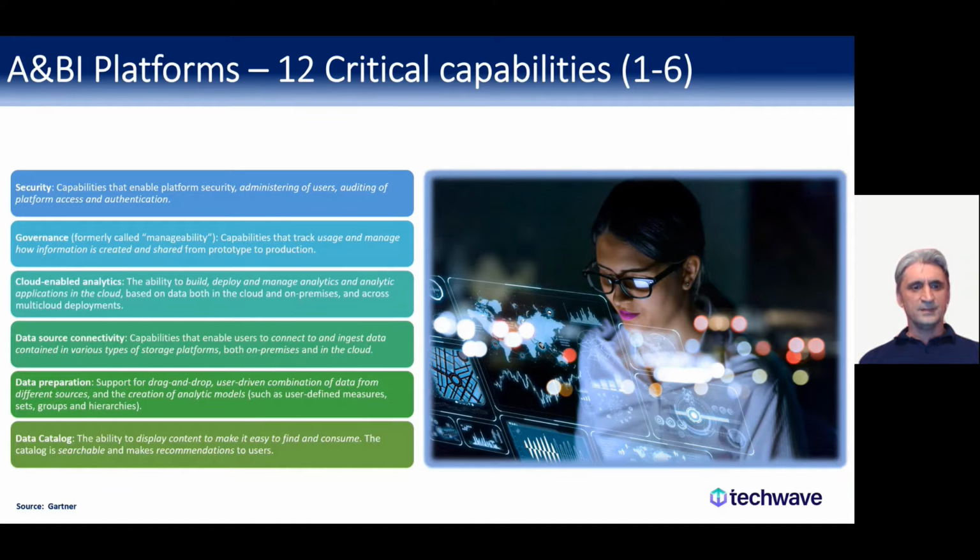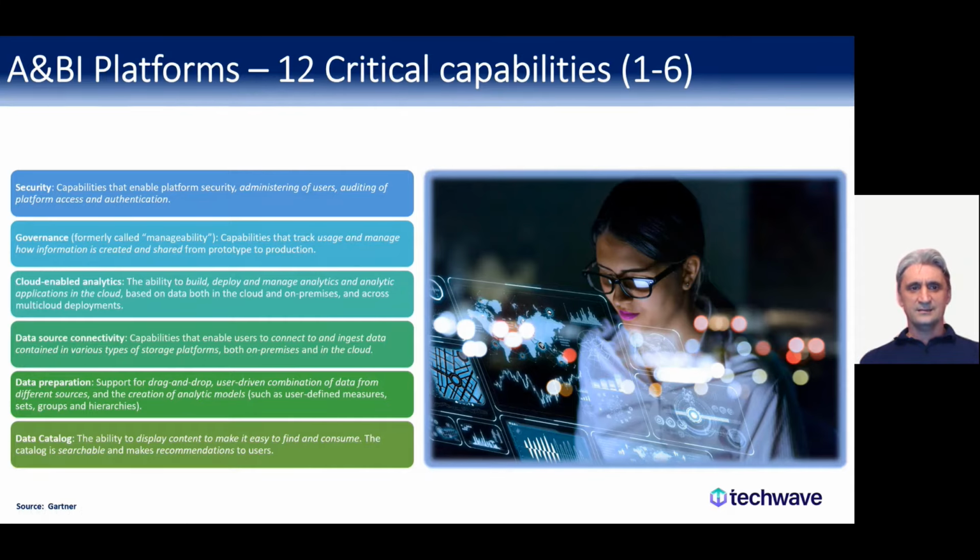Data source connectivity. This includes capabilities that enable users to connect to and ingest data contained in various types of storage platforms, both on premises and in the cloud. Data preparation: support for drag and drop, user-driven combination of data from different sources, and the creation of analytic models such as user-defined measures, KPIs, sets, datasets, groups, and hierarchies. Data catalog. This is the ability to display content to make it easy to find and consume. The catalog is searchable and makes recommendations to users. So these were the first 6 critical capabilities.